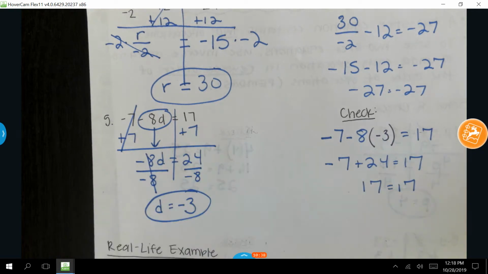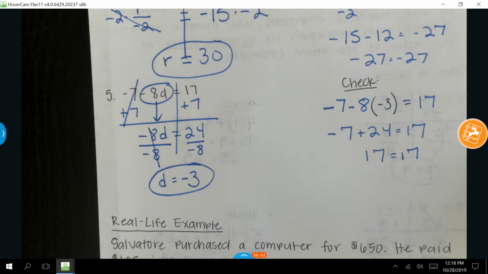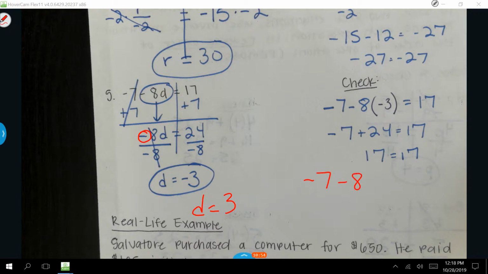Okay, so say, and I'll just put this up, say you accidentally didn't bring down this negative. So for your answer you got D equals 3. This is when it'll become more obvious when you use the wrong answer. So then you put in 8 times 3 equals 17, because that's the full equation. It's supposed to equal 17. Well, this would be -7 minus 24 equals 17. Well, what's -7 minus 24?